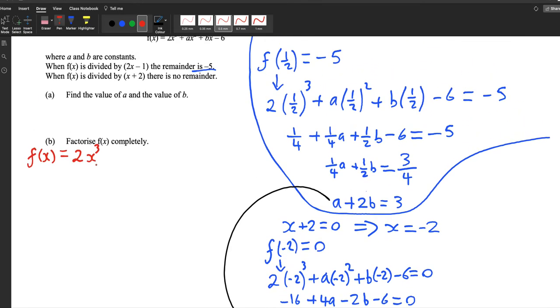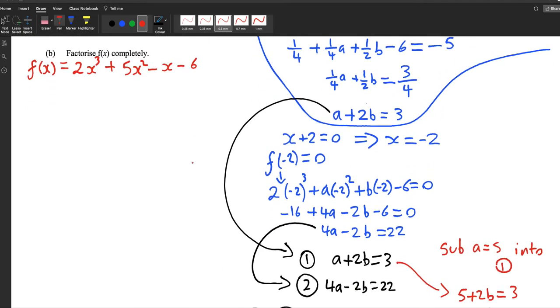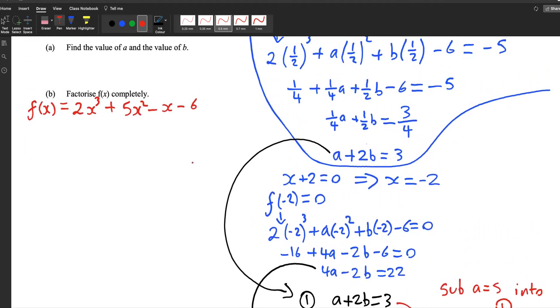Guys, I'm going to check because I do not want to be slipping up after having come this way. So plus 5x squared minus x minus 6. Let me just check one more time. My gosh. B was minus 1, A was 5. Okay.